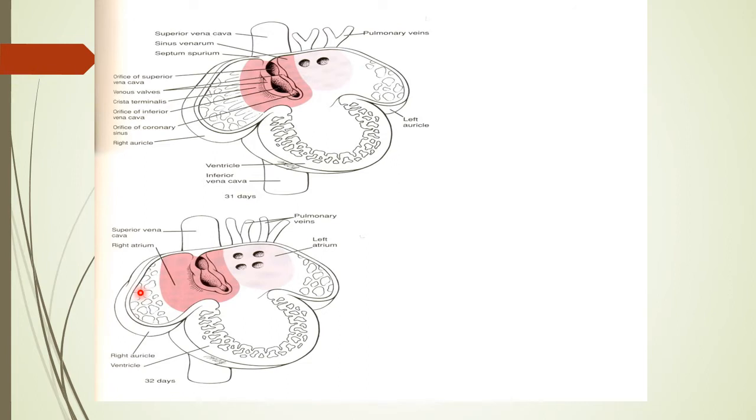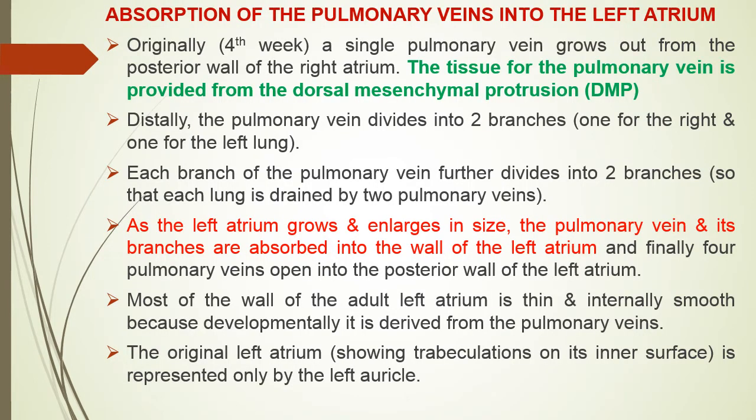anterior part of the right atrium. So in this way, in this diagram you can see more in the left atrium, because we are just going to discuss that. The absorption has occurred more, and instead of one pulmonary vein, two pulmonary veins are opening, and in this, more absorption has occurred, and the four pulmonary veins are opening in it. The pulmonary veins are absorbed into the left atrium, that we will now discuss.